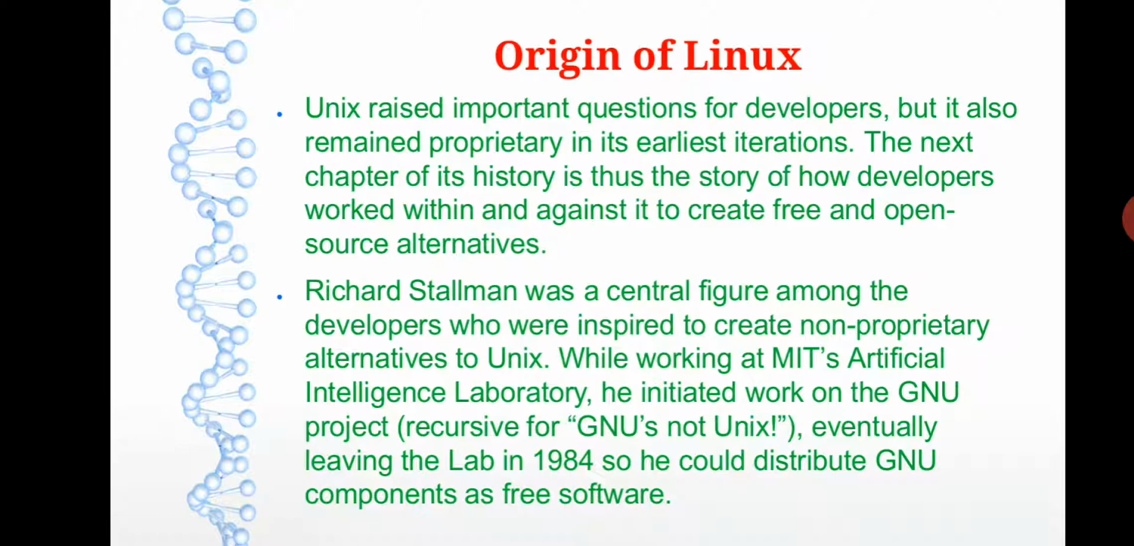Now Richard was a central figure among the developers who were inspired to create non-proprietary alternatives to Unix. While working at MIT Artificial Intelligence Laboratory in 1984, he initiated work on the GNU project. It is not Unix actually, but GNU is also a project. Eventually in 1984 he left the lab and distributed GNU components as free software. When it was developing, there was a concept of cost. Then once he separated from there, he went for the free software movement.